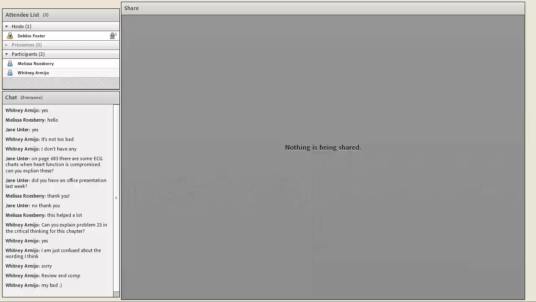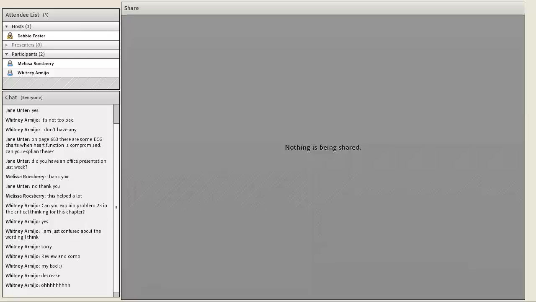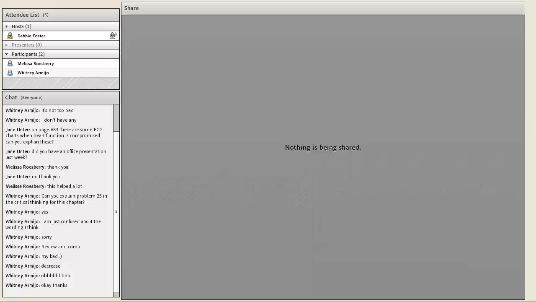So baroreceptor stretch reflex. If normal pressure decreases, what happens to the amount of stretch in the vessels? Does it increase or decrease? And you, Melissa, you can type that in too, either one of you. Good, it's going to decrease. So if it's decreasing, what kind of action potentials are you going to get? Yes, okay.